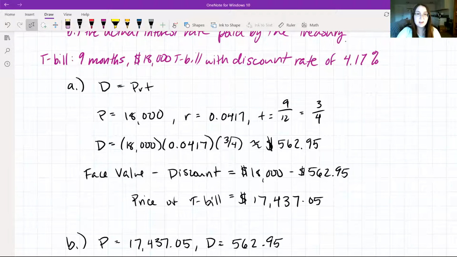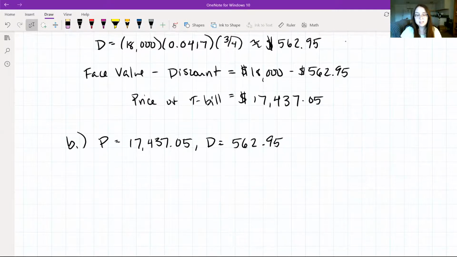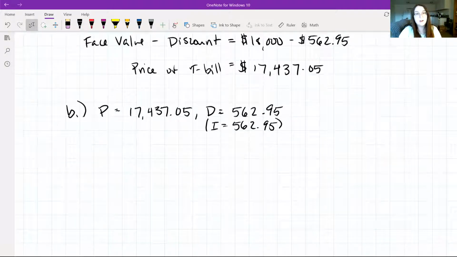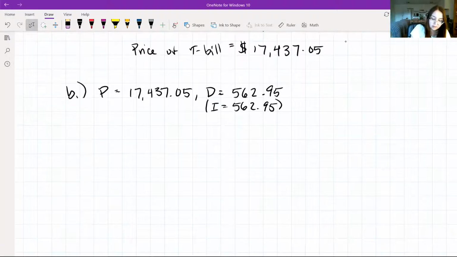When we solved for discount earlier, we had discount equal to principal times rate times time. Well, it's the same thing as our interest. Interest is equal to principal times rate times time. So if our discount was this value, this is also like saying this was our interest. So our interest was $562.95.